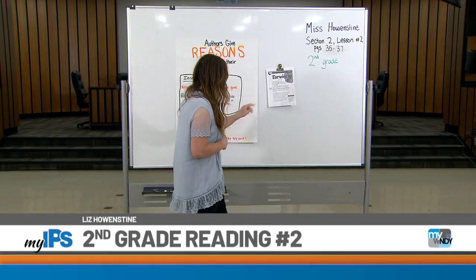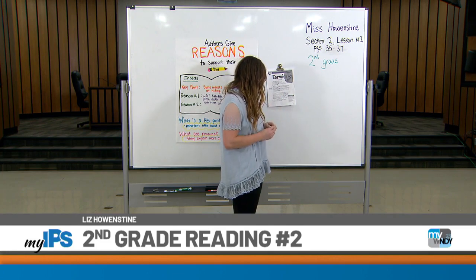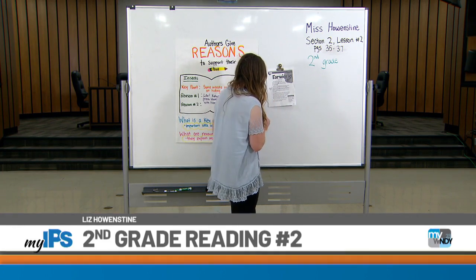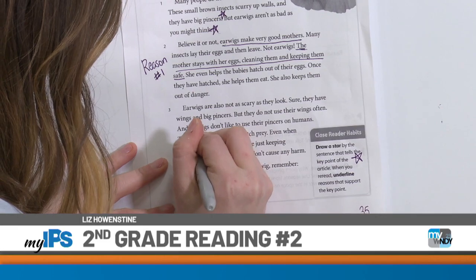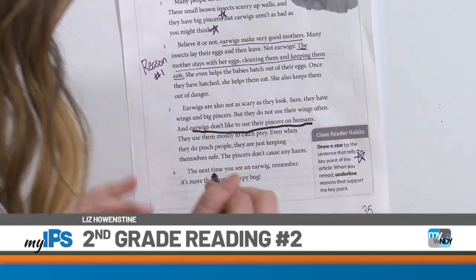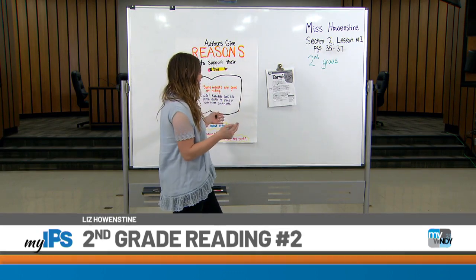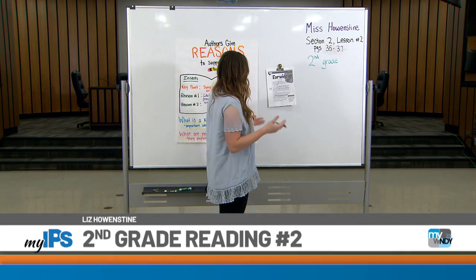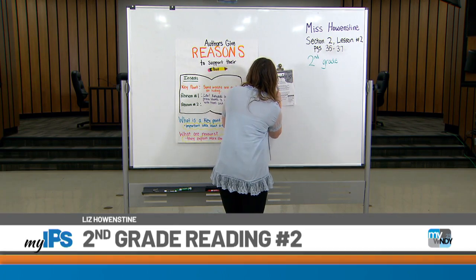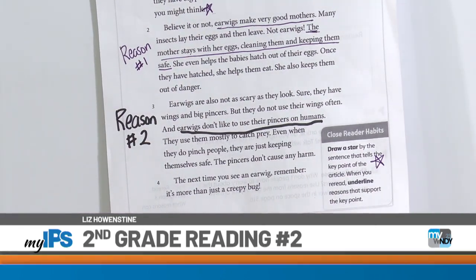Well, if our key point is earwigs aren't as bad as you might think, we could use a reason in paragraph 3 and underline where it says earwigs don't like to use their pincers on humans. Because sometimes people might think that those are scary, but if we look, earwigs don't even want to use it on us. So they're actually super nice. So we're going to write reason number 2 right here, so we remember, okay, the second box, we're going to put it in.